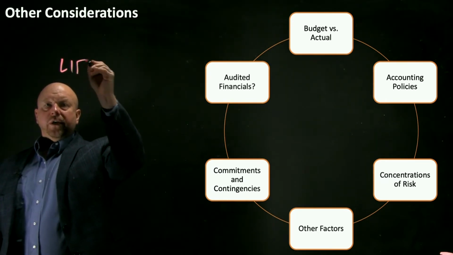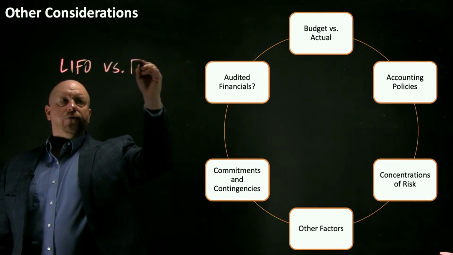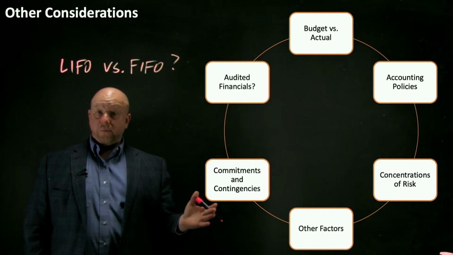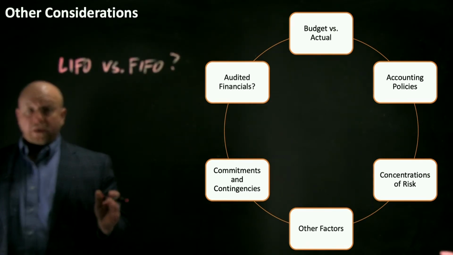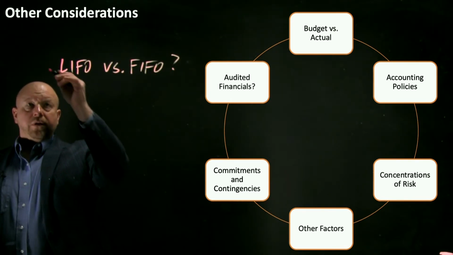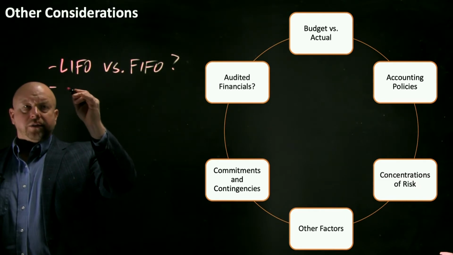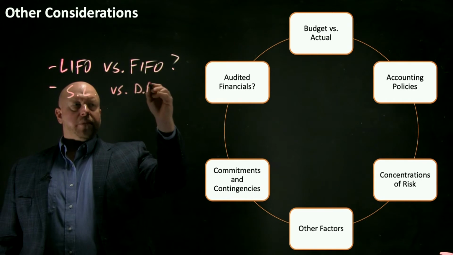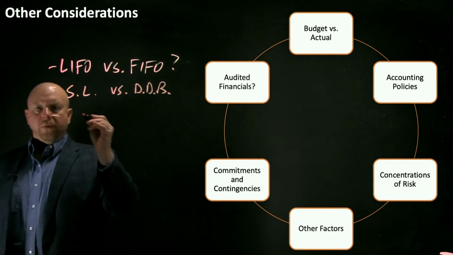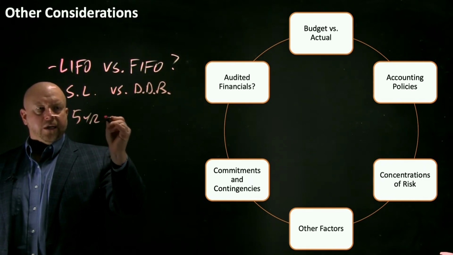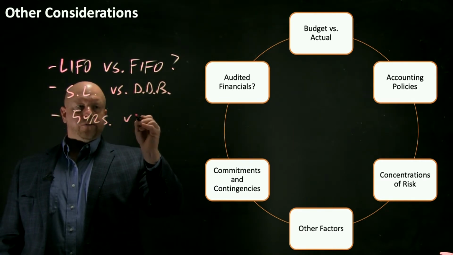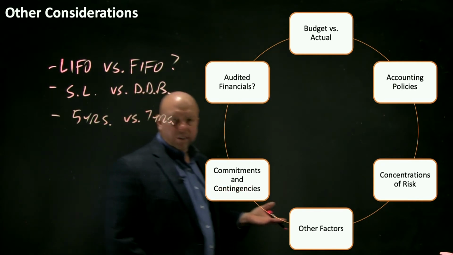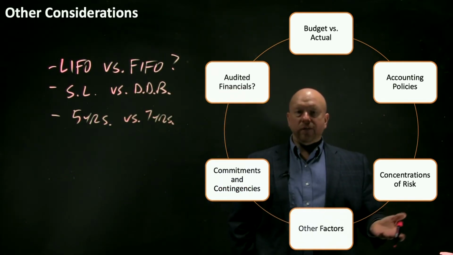Think about this for a second. LIFO versus FIFO for inventory. That's one potential policy that could differ between companies. What about for, let's say, depreciation? Let's say we have straight line depreciation versus double declining balance. Or maybe we choose an asset life, useful life, 5 years versus 7 years. These are all reasonable decisions that companies could make, and they could differ between companies.